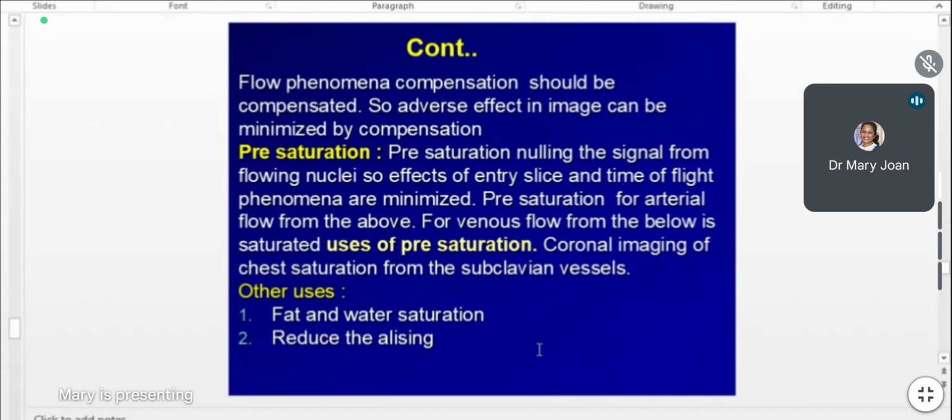Pre-saturation nulls the signal from flowing nuclei, so the effects of entry slice and time of flight phenomena are minimized. Pre-saturation for arterial flow is applied from above. For venous flow, the region from below is saturated. Uses of pre-saturation: in coronal imaging of the chest, saturation of the subclavian vessels. Other uses are fat and water saturation and reducing aliasing.